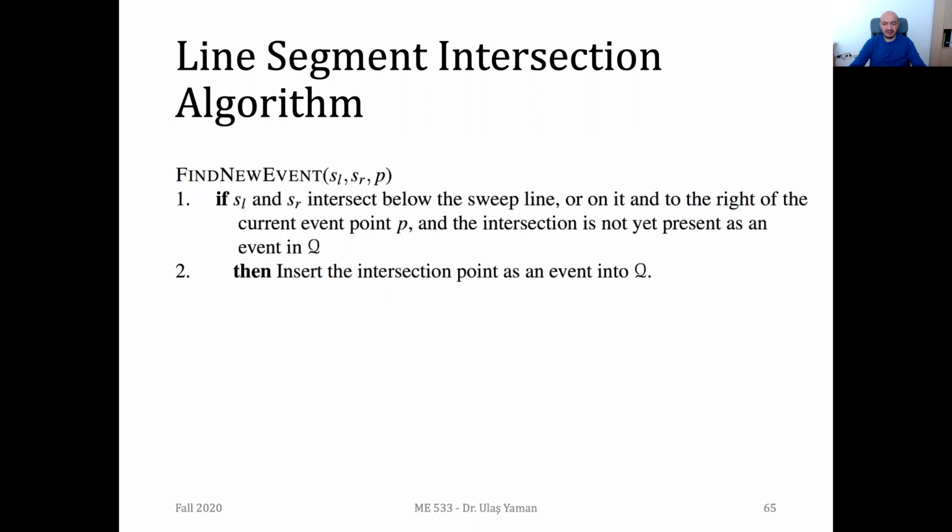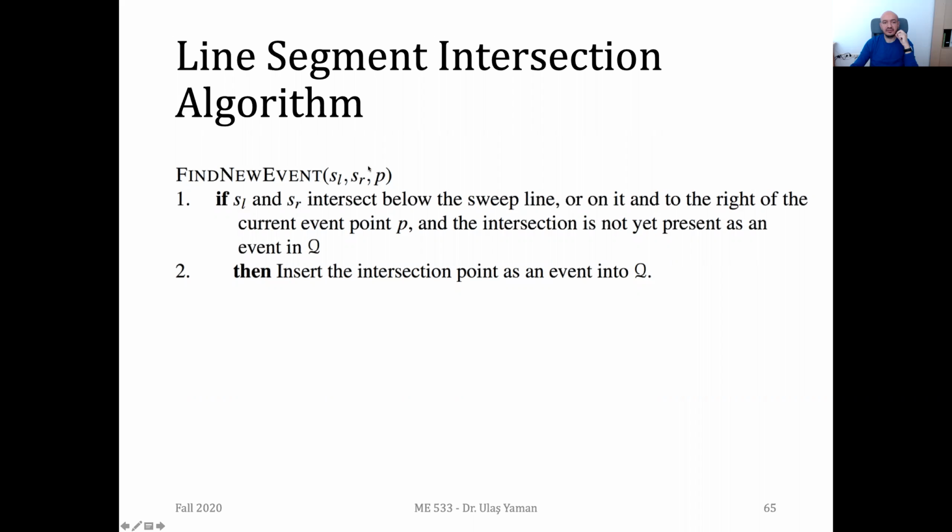So now let's have a look at the most important, or rather the second most important, algorithm. This find new event function is for checking these pairs. Now this is our event point. It's going to check whether we have an intersection between SL and P or SR and P.